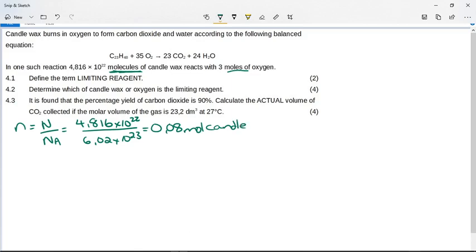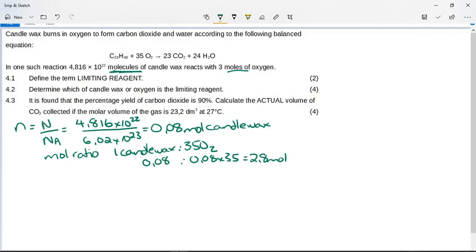Okay, so now if we want to find out what is the limiting reagent, we have to have a look at the mole ratio. So if we look at the mole ratio, we have 1 candle wax, and I'm just going to write candle wax and not the whole formula. We have 1 candle wax to 35 oxygen. So if we put all of this candle wax to the flame, we would have 0,08 candle wax, and it is in a ratio of 0,08 times 35, because there's 35 times more oxygen moles being used, and this is going to give you 2,8 moles of oxygen.